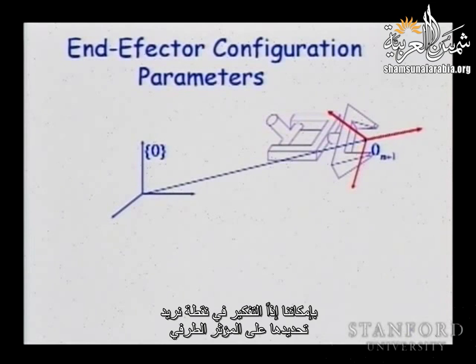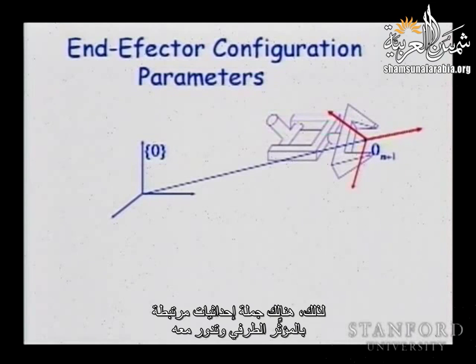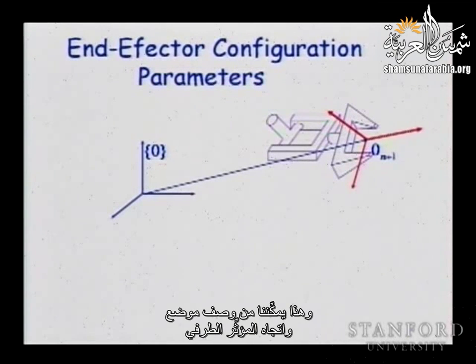So we can think about a point at the end effector that we are locating, and we can think also about the orientation of the end effector, how we orient this end effector. So there is a sort of frame attached to the end effector, rotating with it, and that allows us to describe the position and orientation of the end effector.